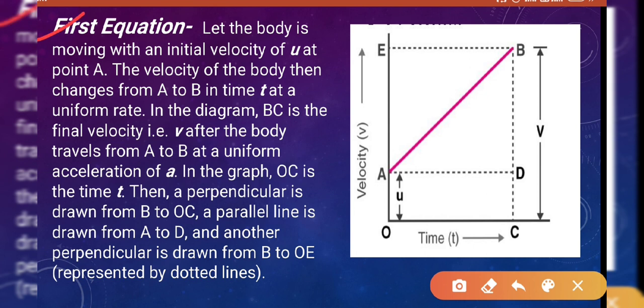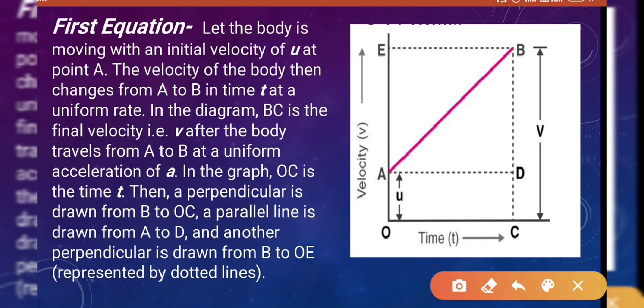First, let the body be moving with an initial velocity of u at point A. Object initial velocity is u. The velocity of the body then changes from A to B in time t at a uniform rate. Then the object velocity is continuously changing linearly from A to B.